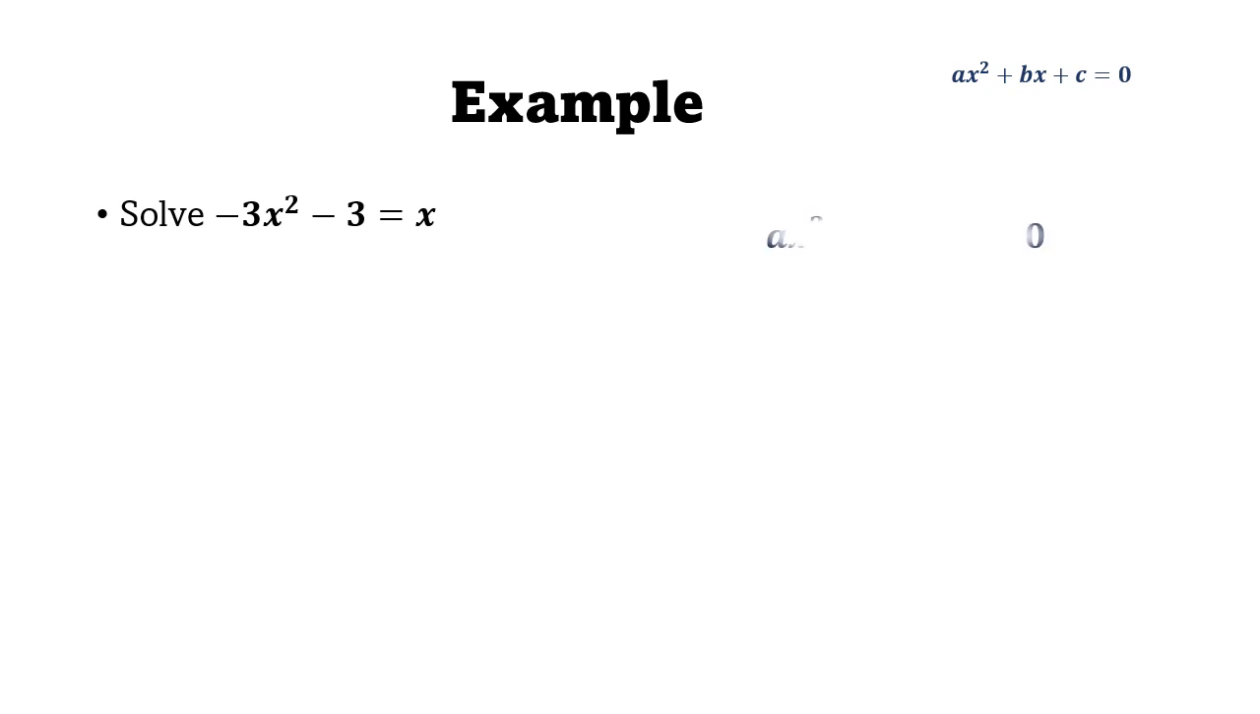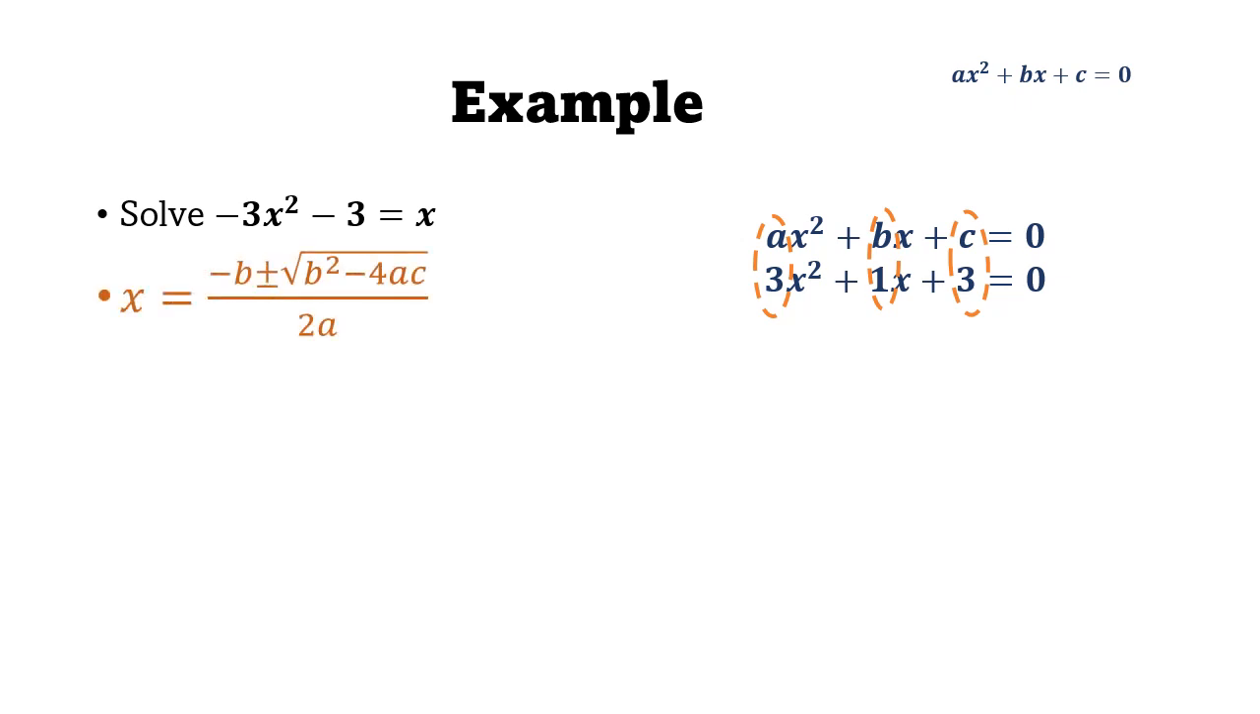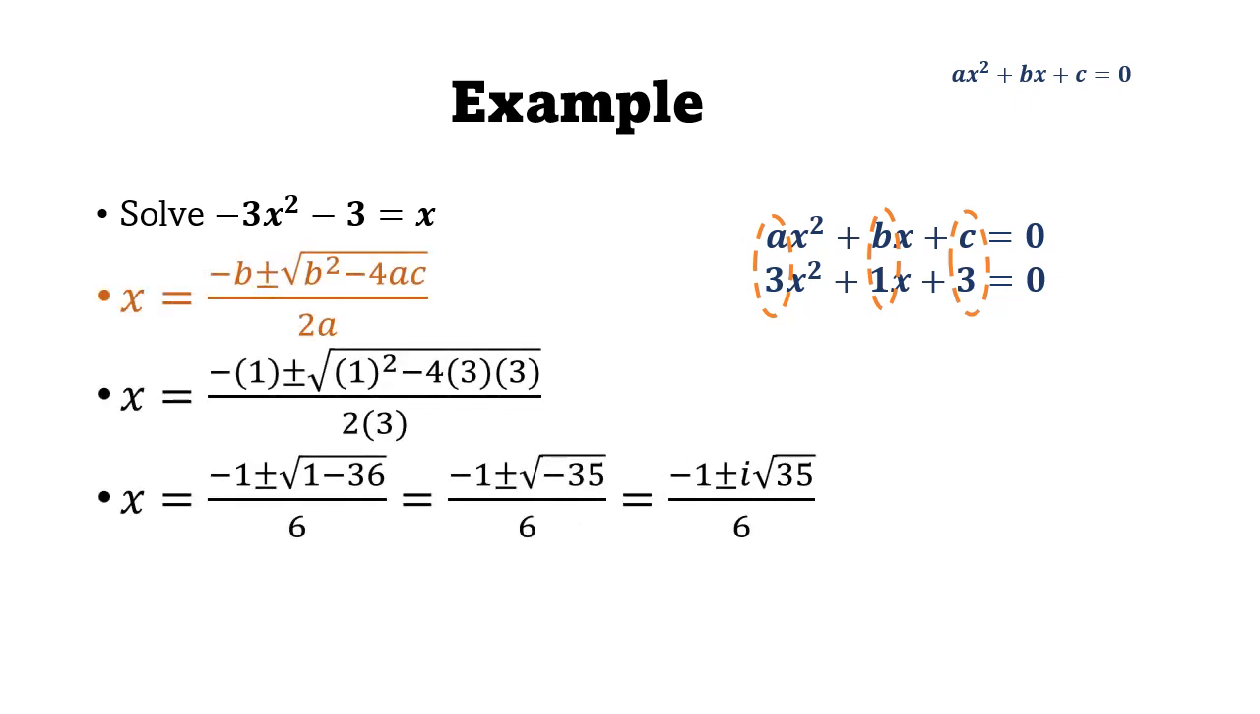Another example. So my a is 3, my b is 1, and my c is 3. Substitute them in the formula and simplify. Now notice here we got negative inside the discriminant. So the answer is going to be two complex conjugate solutions.